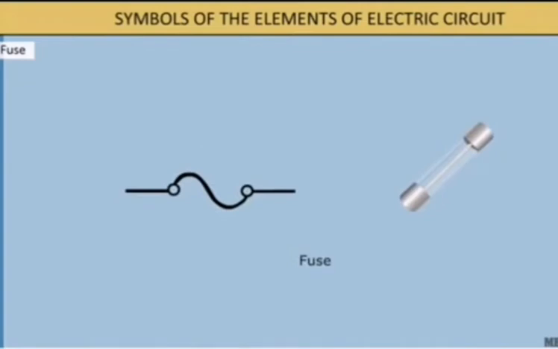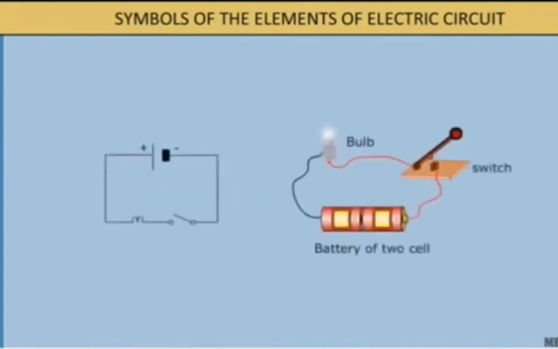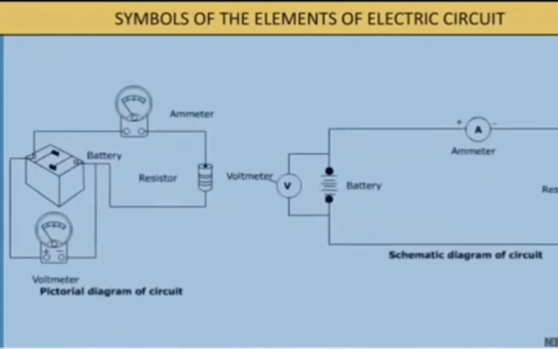Fuse, it is a safety device in an electric circuit. You can see how it is represented. The components such as cells, bulbs, and wires are called elements of an electric circuit. You can see the various components of an electric circuit here. It is much easier to draw a circuit diagram using symbols. Therefore, we generally represent an electric circuit by a circuit diagram as shown here. I think this is clear to you.